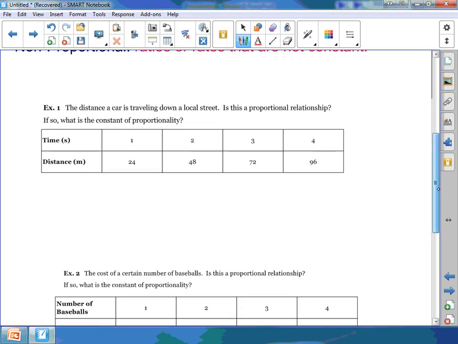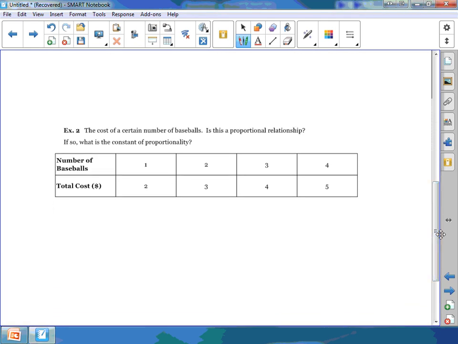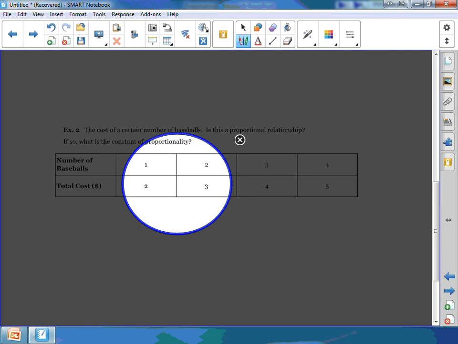All right. Well, you remember the number of baseballs versus the total cost? We said, no, this is not a proportional relationship. And now you can see why. Because if I test it, it's not going to work.